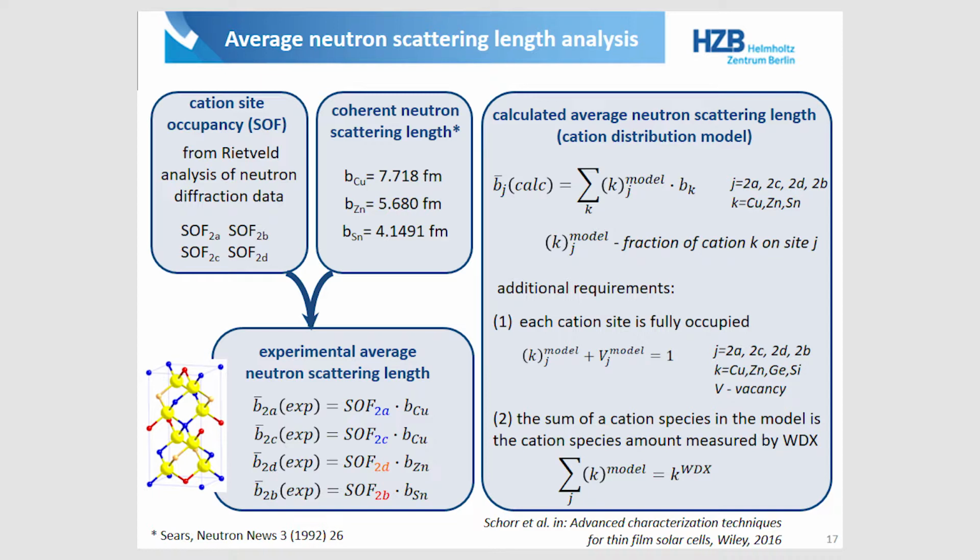There are specific point defects according to the off-stoichiometry type. From the chemical composition, we determine the cation ratios. So we know the off-stoichiometry type of our Kesterite phase in the sample. And then we calculate from a cation distribution model the so-called calculated average neutron scattering length. So we take a distribution of copper, zinc, and tin on these 4 different positions according to the model.